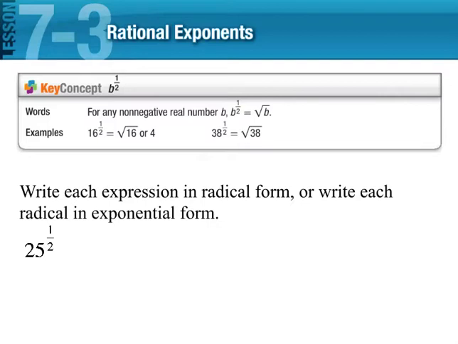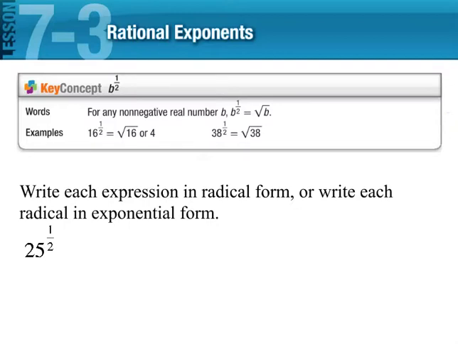But the square root of b is just b to the 1/2. All right, so now, if I see 16 to the 1/2, that just means the square root of 16, which is 4. Okay, 38 to the 1/2. You don't have the square root of 38, so you leave it as root 38. So let's go ahead and look at this next statement.